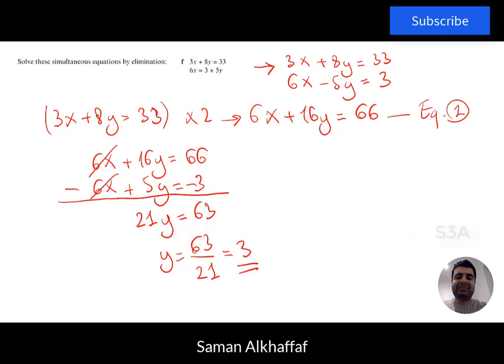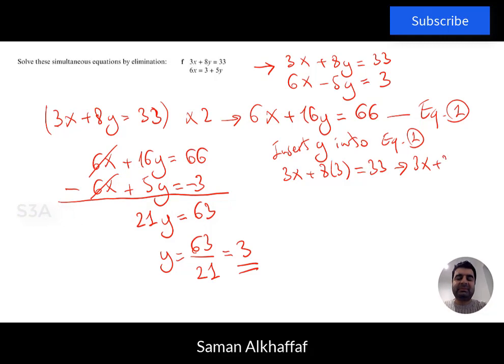Now we have the value of y, and we try to insert it into either the original equation 1 or equation 2, or ideally the rewritten equation 2. So insert y into equation 1, so that would give us 3x plus 8 multiplied by 3 equal 33. So we'd have 3x plus 24 equal 33.